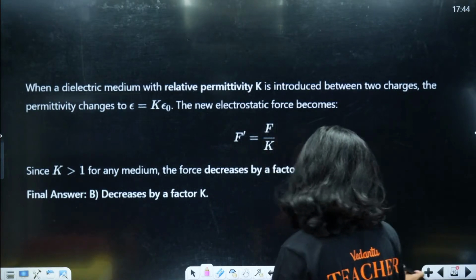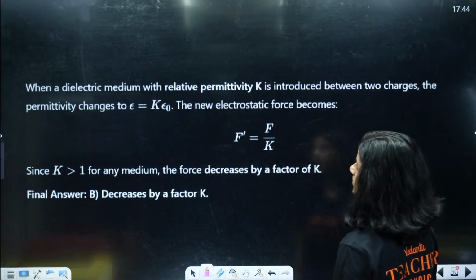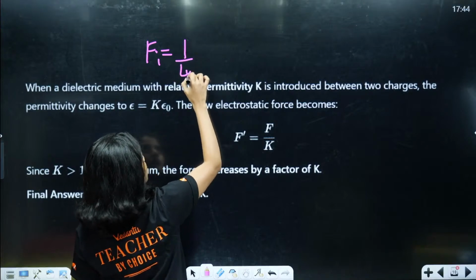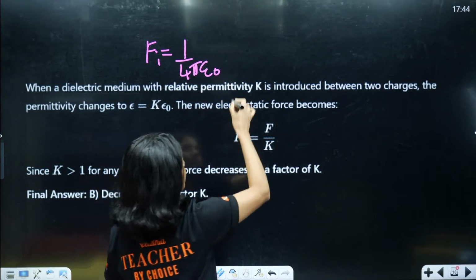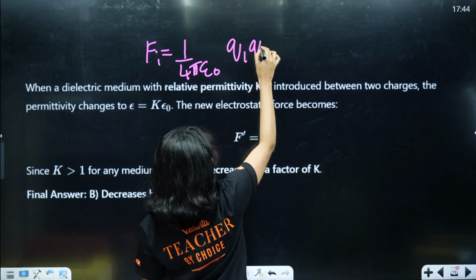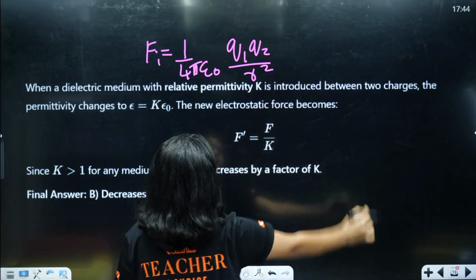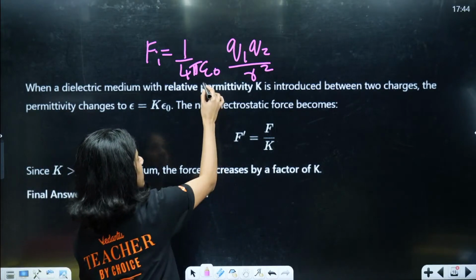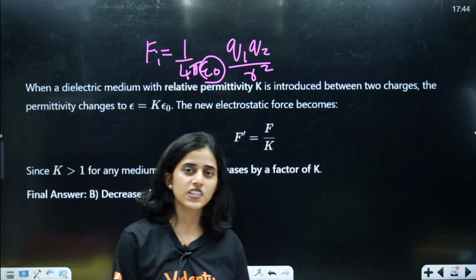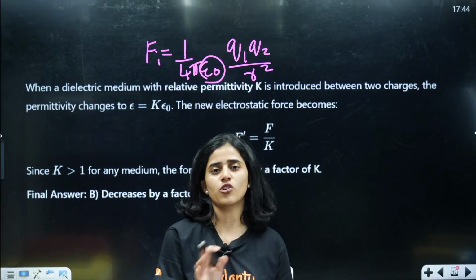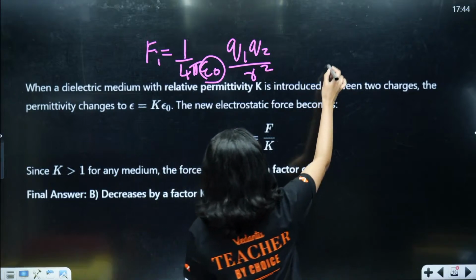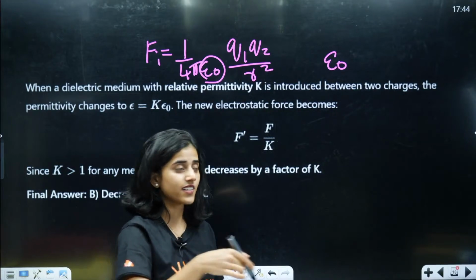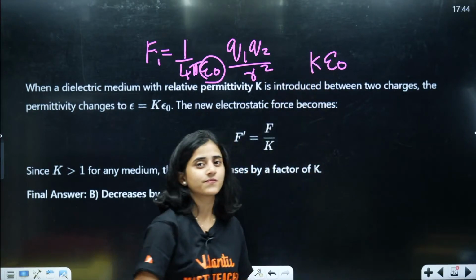Before you see the solution, I'll write it here. Force is 1 by 4 pi epsilon naught Q1 Q2 by R square. This is the formula that we know. But this epsilon naught is the permittivity of free space, and in this question, the charges are not in free space. So this epsilon naught is affected or combined with a dielectric. Let's put the dielectric as K.